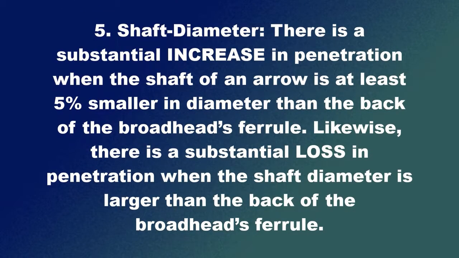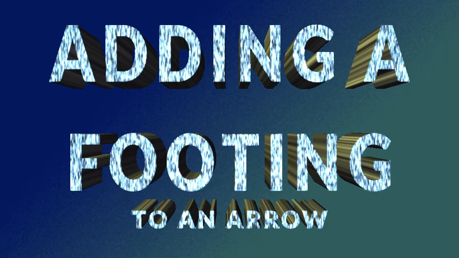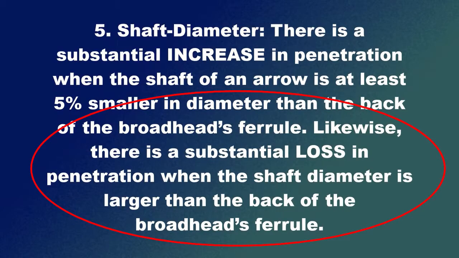Shaft diameter. There is a substantial increase in penetration when the shaft of the arrow is at least 5% smaller than the diameter of the back of the broadhead's ferrule. Likewise, there's substantial loss in penetration when the shaft diameter is larger than the back of the broadhead's ferrule. In another video, I talked about adding a footing to my arrows. Based on the information just presented, I may have decreased the potential penetration because of the increased diameter of the footed sections.